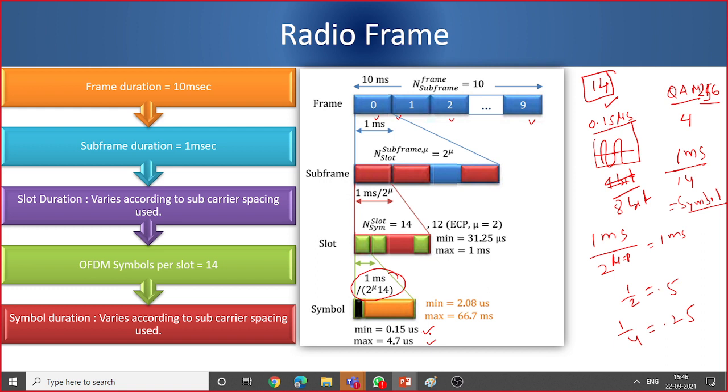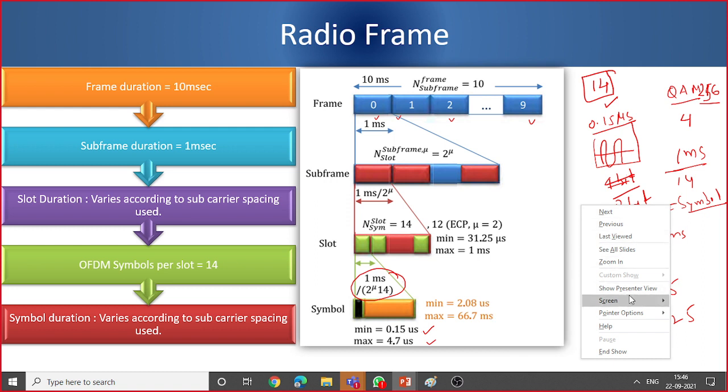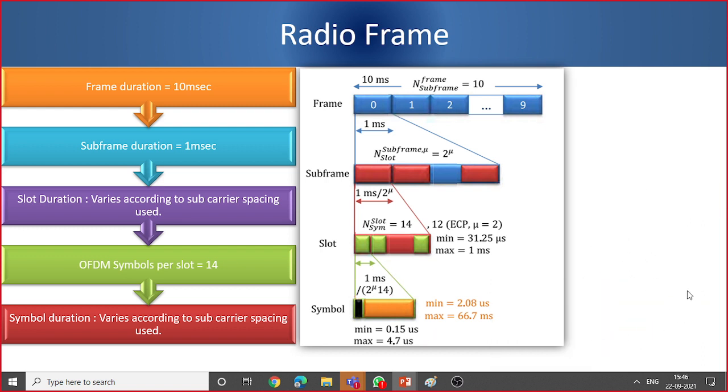So can you repeat the symbol duration or symbol time which you just told? Okay, let me clear the ink so that I'm able to write again. Sorry to interrupt you, sir. This is in time domain. What is the frequency representation of this symbol duration? And that we will show you how it looks in frequency domain.